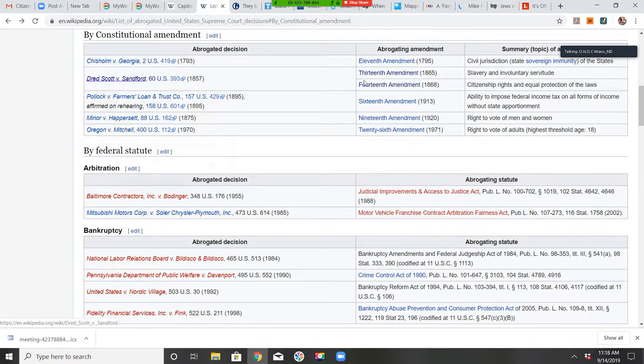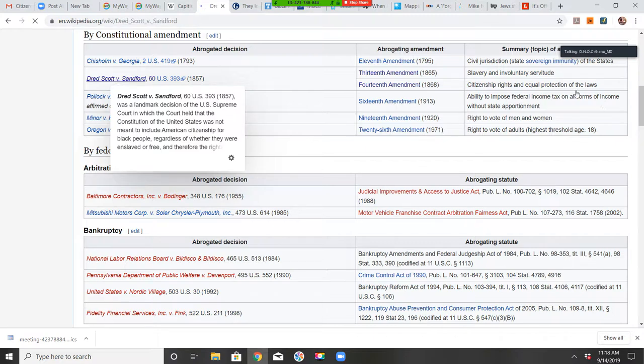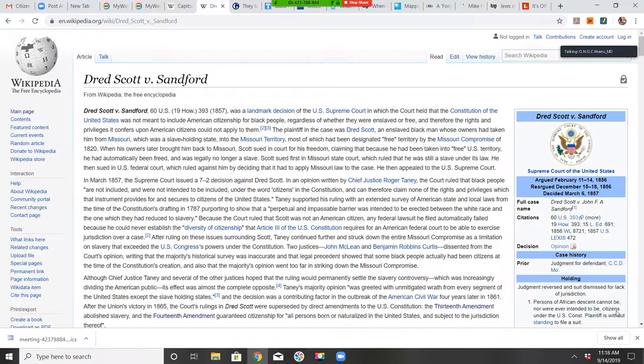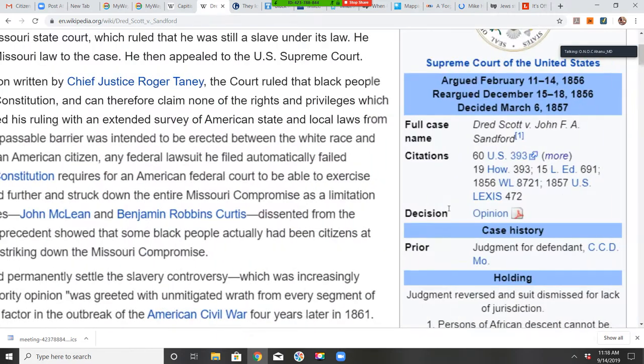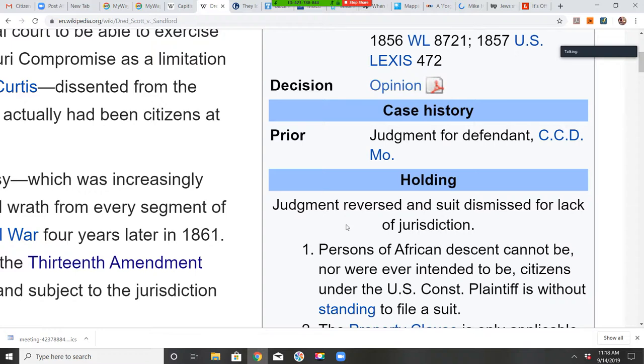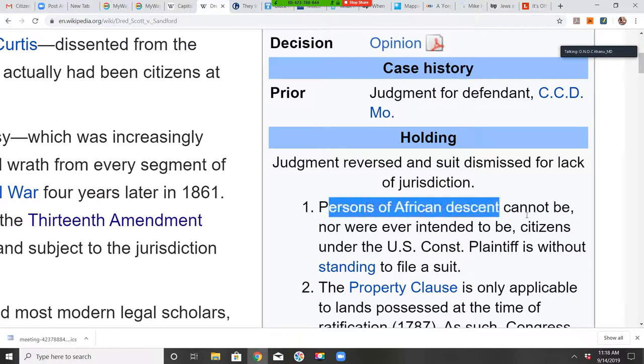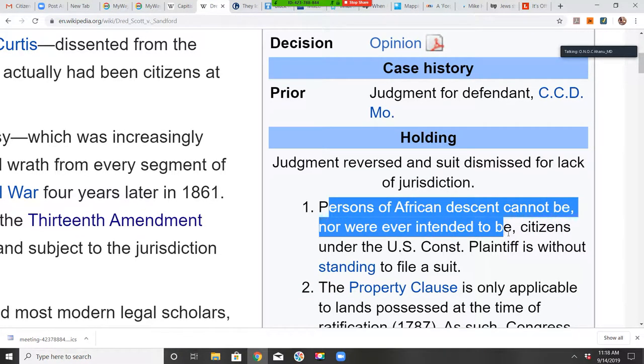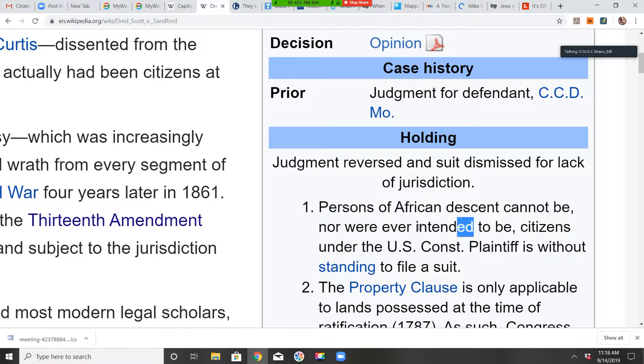The part of the Dredd Scott and how the 14th Amendment changed Dredd is because they didn't make everybody a citizen. Dredd Scott said you were never intended to be. The 14th Amendment changed that. Prior to this, persons of African descent cannot be, nor were ever intended to be. But with the passing of the 14th Amendment, the word intended changed. Now you are intended to be, because you were offered citizenship. Whether you accept it or not is up to you.